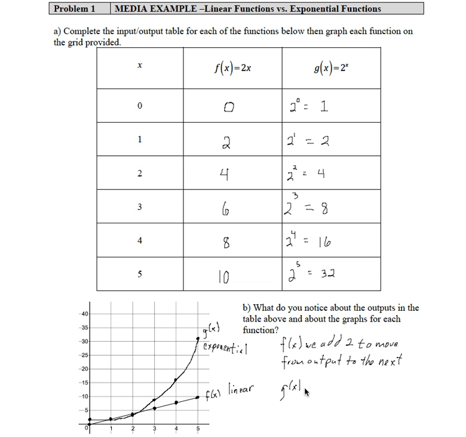For g of x, if you notice, what happens is we multiply. So to get from one output to the next, we multiply by 2. 4 times 2 is 8. 8 times 2 is 16. 16 times 2 is 32. So for g of x, we multiply by 2 to move from one output to the next.